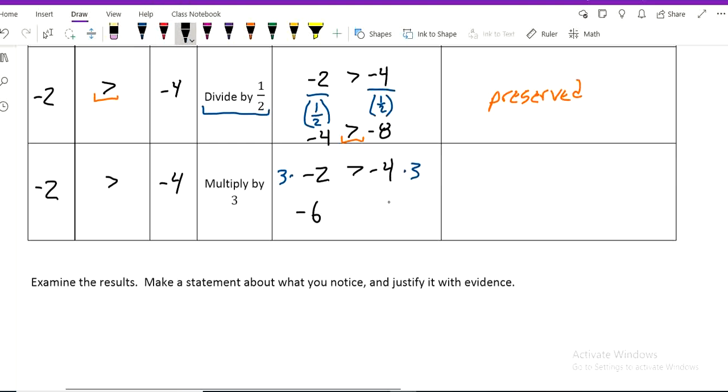Get -6 on this side and -12 on the other side. The symbol is still going to face toward the left there, so it's still preserved. So let's take a look at what we did there.